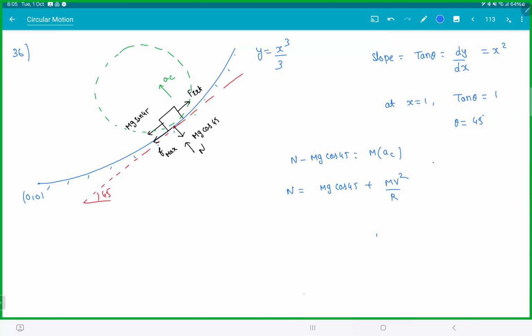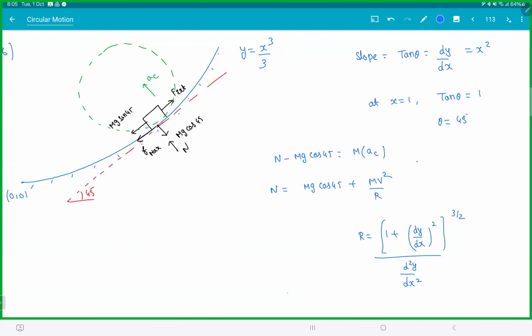Then our formula will come. Radius is (1 plus (dy by dx) square) to the power 3 by 2, by d square y by dx square. If you don't know this formula, you can't solve this question. So one differentiation is x square, and the double differential will be 2x. So 1 plus (x square) square, so 1 plus x to the power 4, to the power 3 by 2, by 2x. You said x is equal to 1.